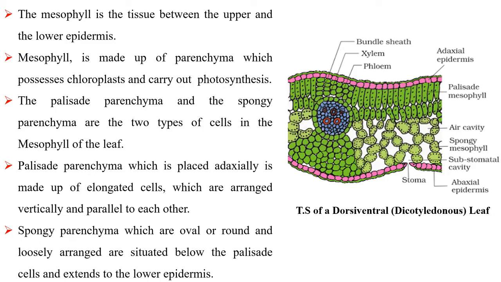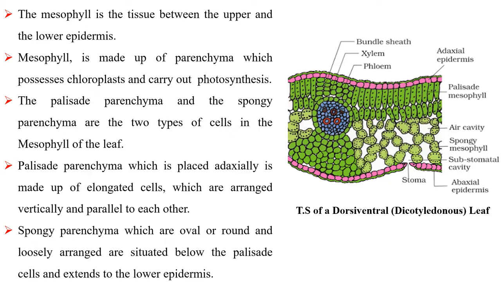The mesophyll is the tissue between the upper and the lower epidermis. Mesophyll is made up of parenchyma which possesses chloroplasts and carries out photosynthesis. The palisade parenchyma and the spongy parenchyma are the two types of cells in the mesophyll of the leaf.